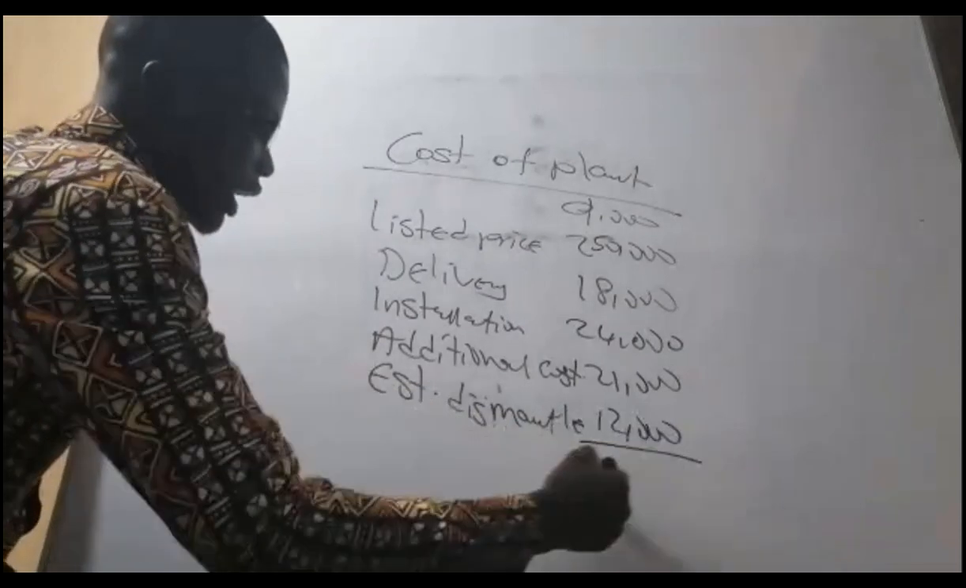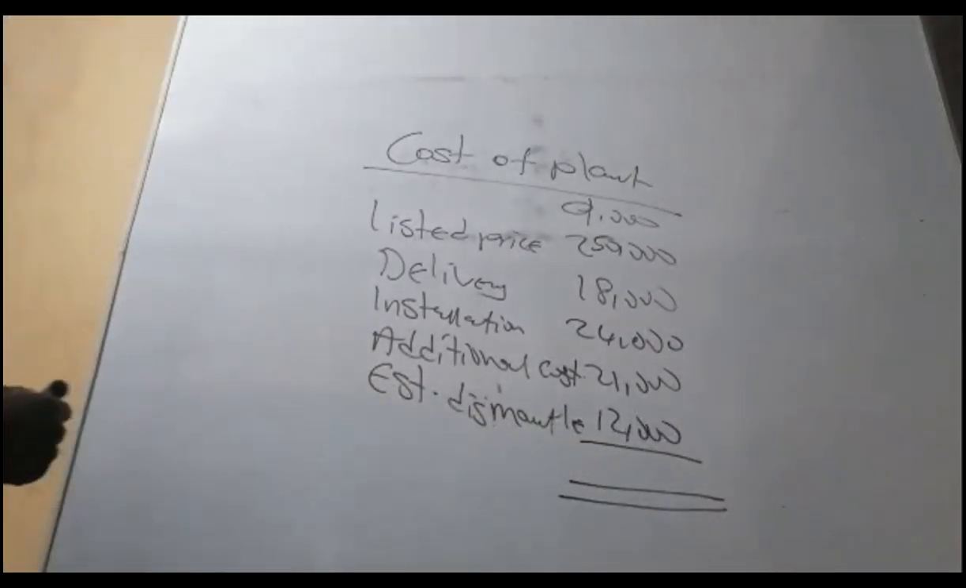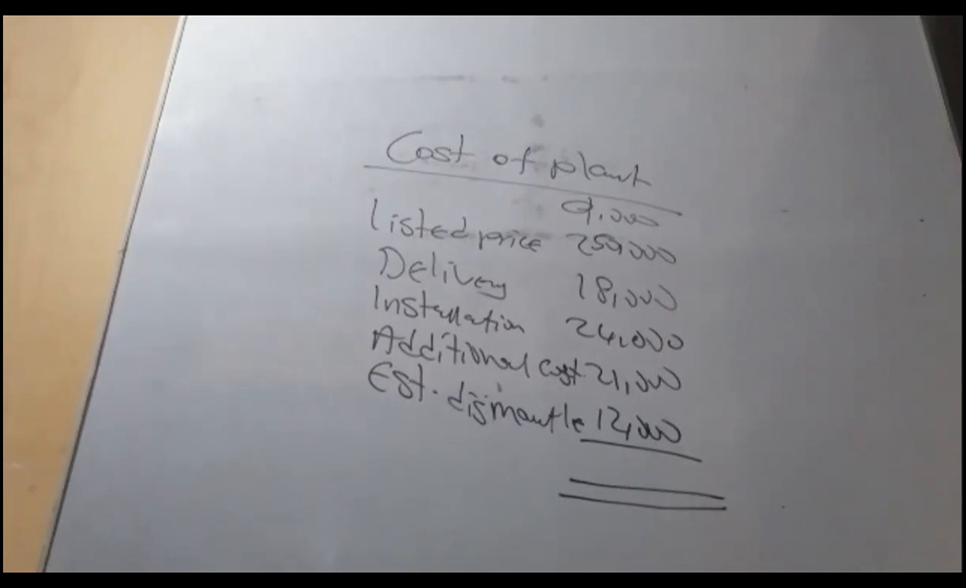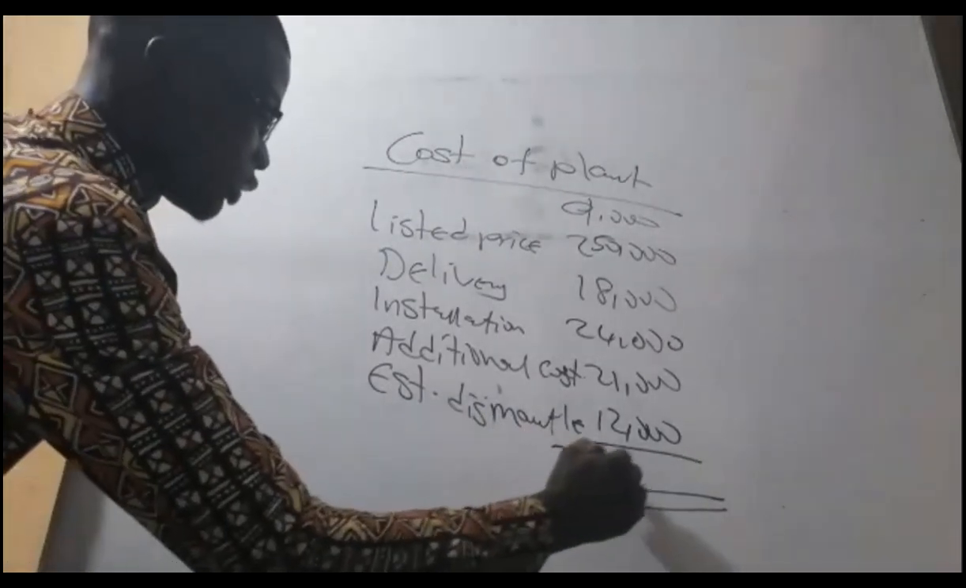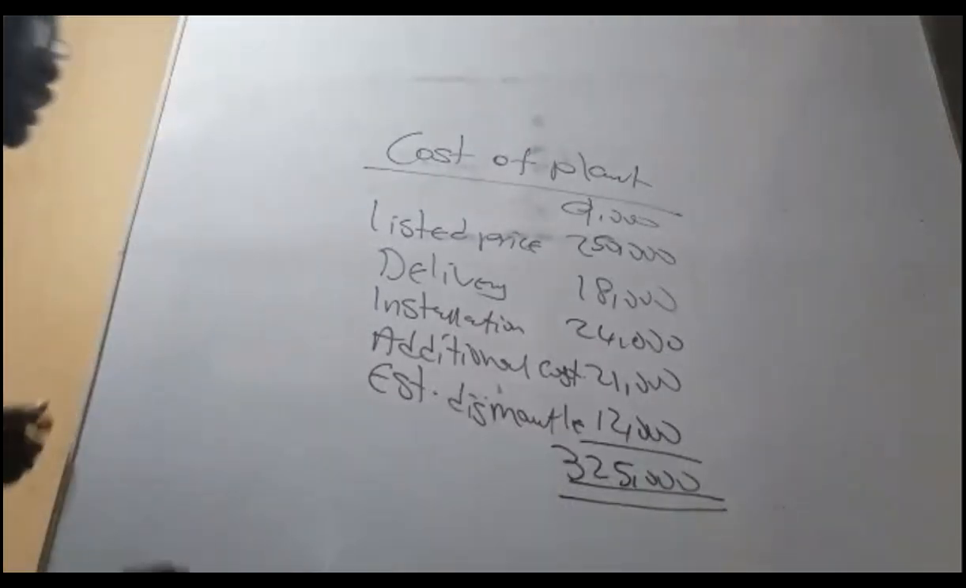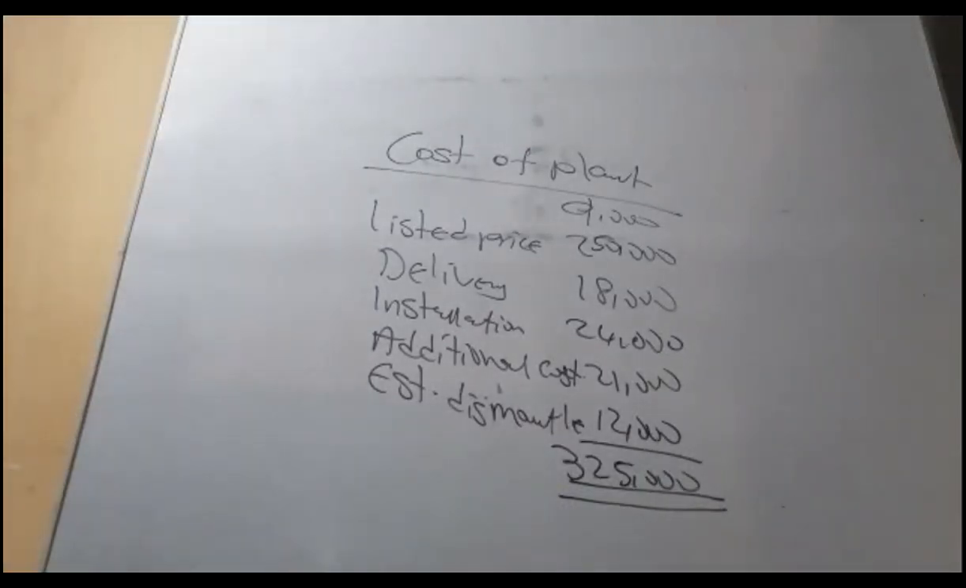So putting all together, that is the cost of the asset to be incorporated in the books or the PPE register. We have 325,000. So that's what you get. 325,000 cost of the asset. Great. Perfect. I like the answer. That's great. Now let's move on to the next question.